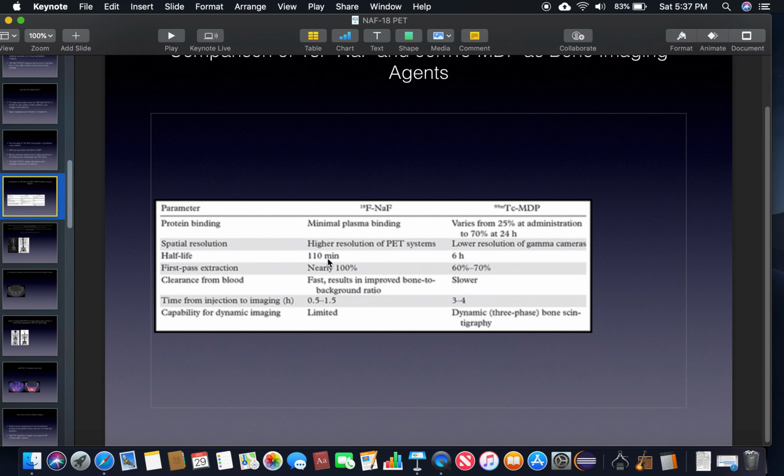Half life is 110 minutes, 6 hours for technetium agents. 100% first pass, 60 to 70% MDP. Clearance is faster in case of NAF, and so imaging time is reduced. You can image within half to 1.5 hours. But the negative again is that we do not do dynamic imaging with this agent.